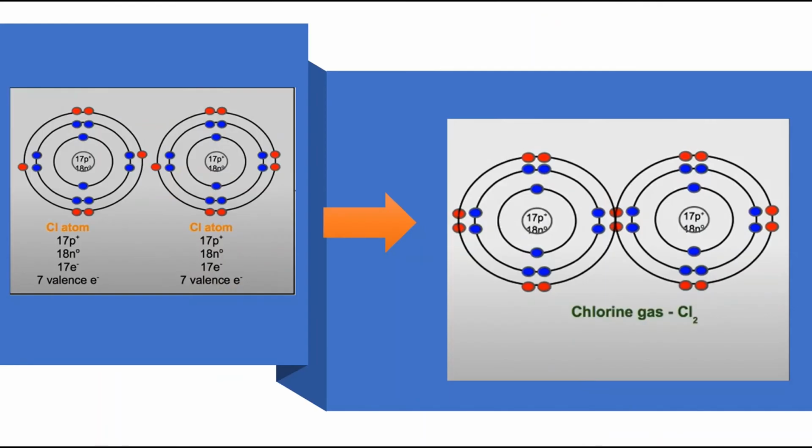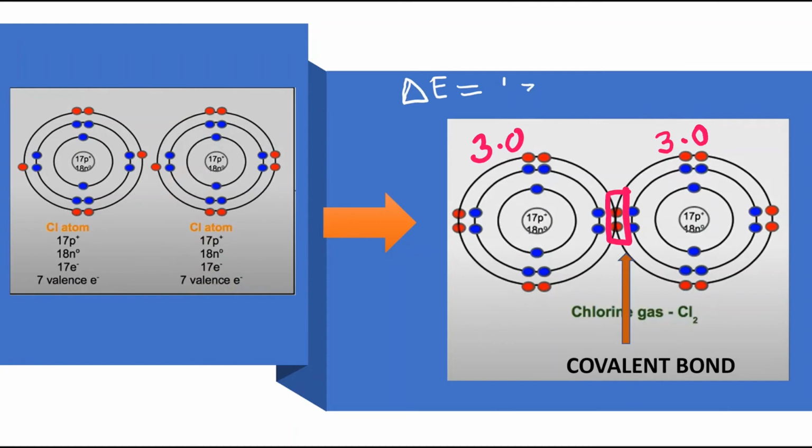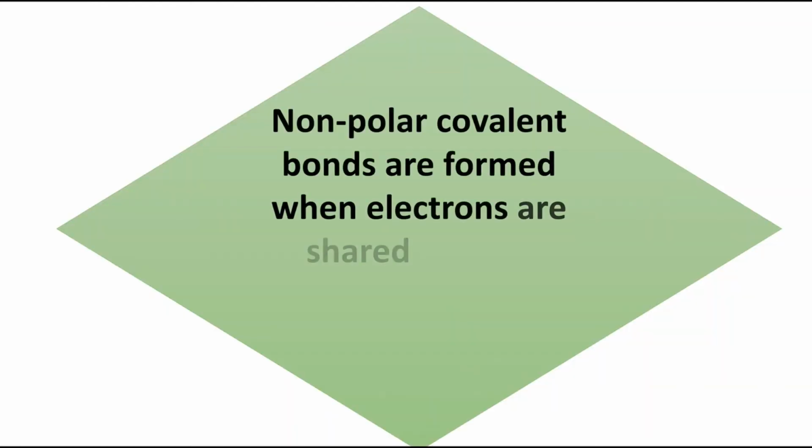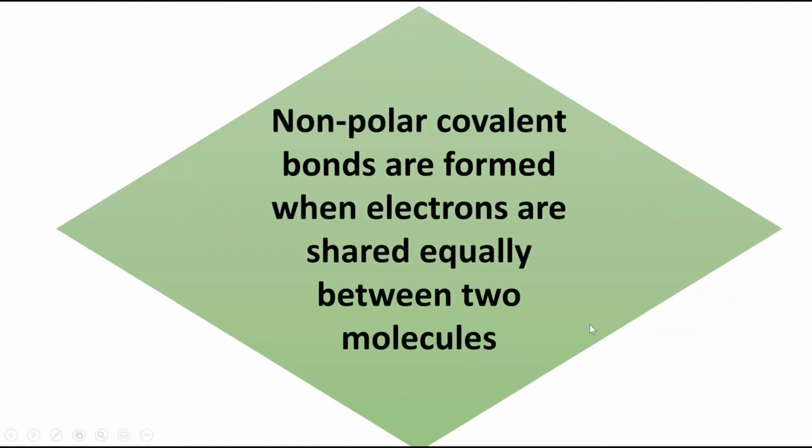So this is another example where we take two chlorine atoms. Both chlorine atoms have 7 outermost shell electrons each, and hence both are happy to share these two electrons. Okay, so these two electrons are shared, that means it's forming a covalent bond, and the electronegativity of chlorine is 3 each, and hence the difference becomes 0, and hence it becomes a non-polar covalent bond. Basically, non-polar covalent bonds are formed when electrons are shared equally between the two atoms.